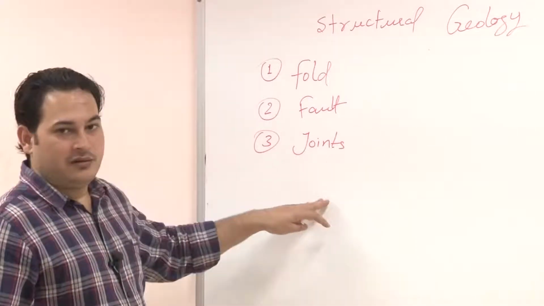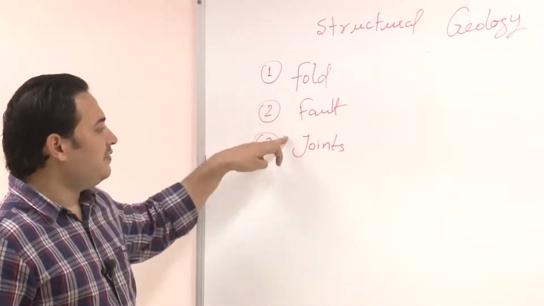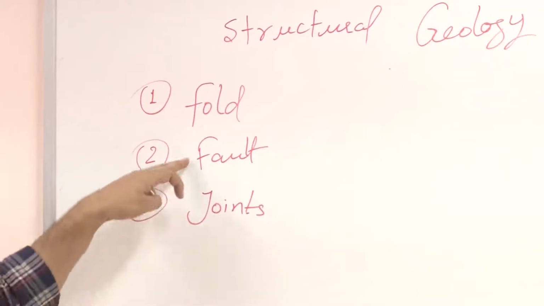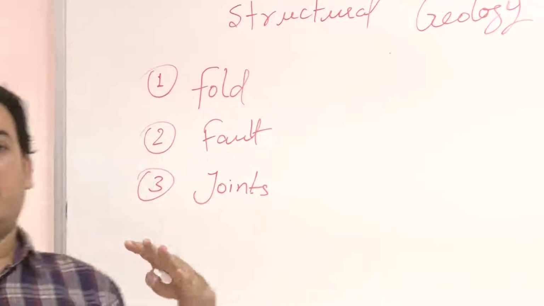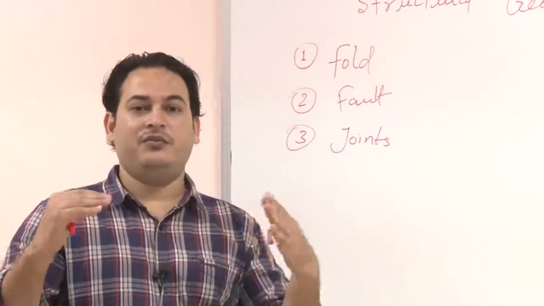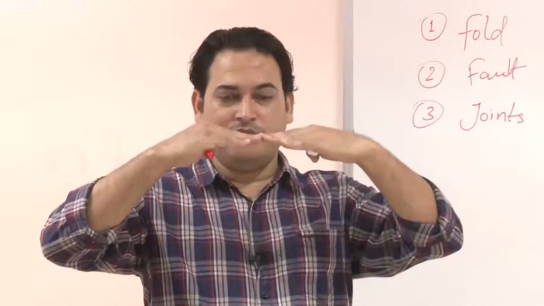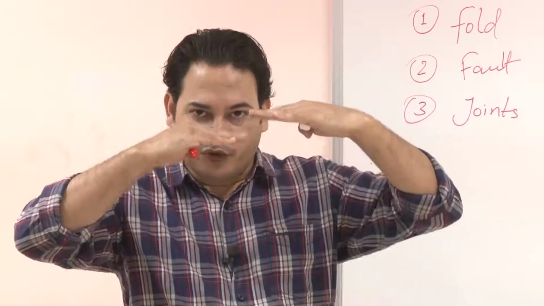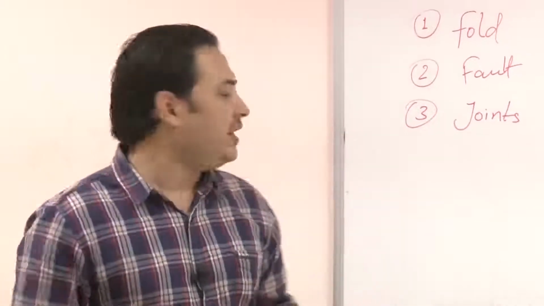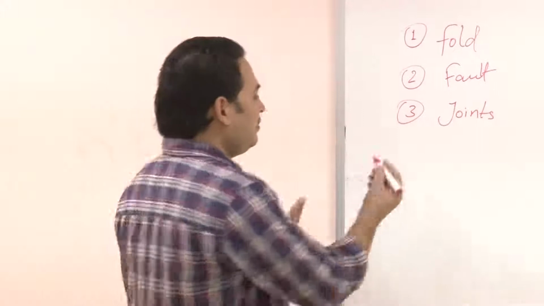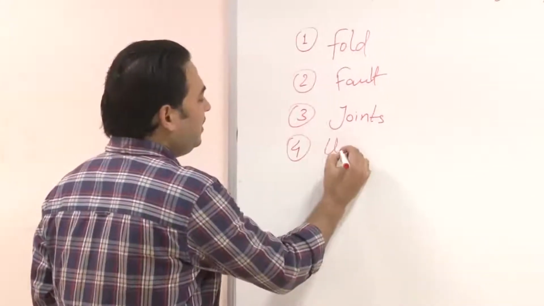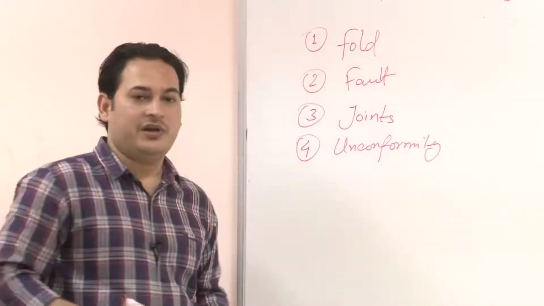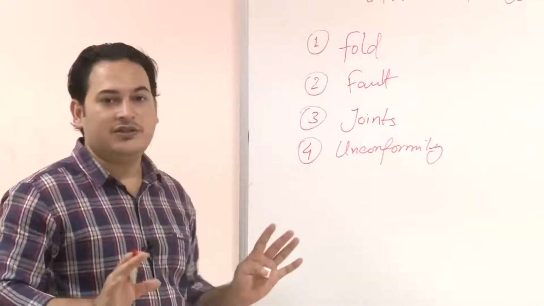The difference between a fault and a joint is only the movement of the blocks. Both these kinds of structures are defined by fractures between the blocks, but when there is no movement between the two blocks, that is a joint, and if there is movement between the two blocks, that is a fault. Other structures include unconformity. I will show the model for all these things.